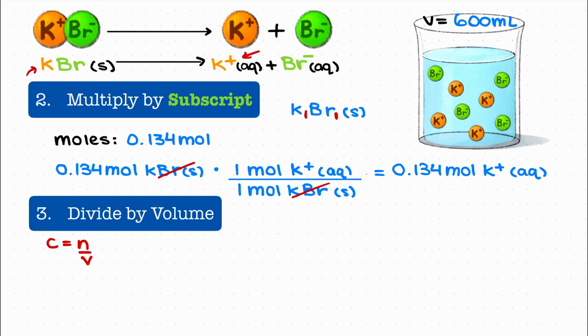Now our last step is to divide by the volume. We have our formula here, concentration, C, is equal to moles, n, divided by V for volume.